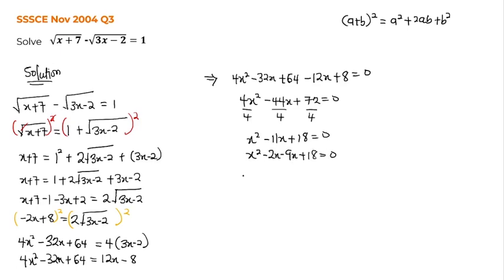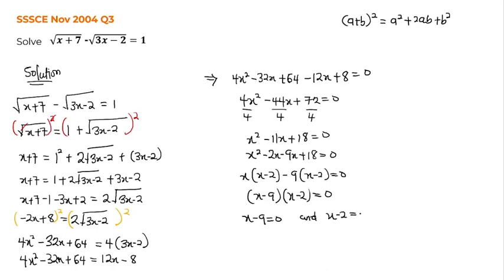From here I can factor out my x. So I have x outside bracket, x minus 2, then over here minus 9 into bracket, x minus 2 is equal to 0. So I have here x and negative 9 over here, so x minus 9, x minus 2 is equal to 0. So I now have x minus 9 is equal to 0 and x minus 2 is equal to 0. So x is equal to 9 and x is equal to positive 2.